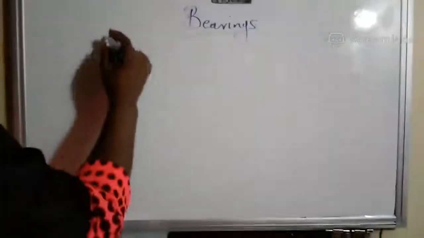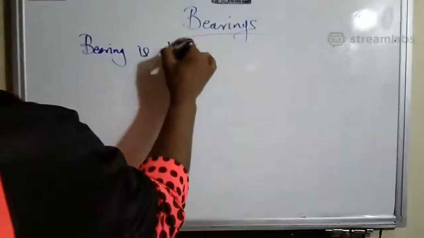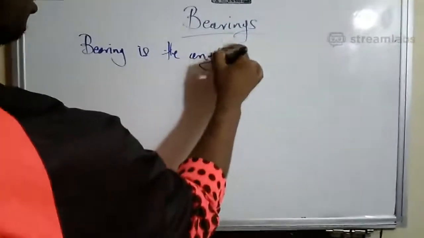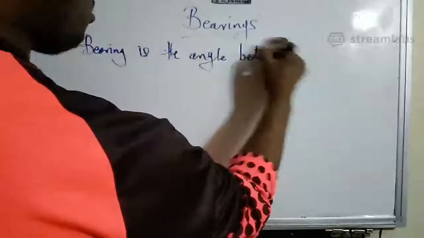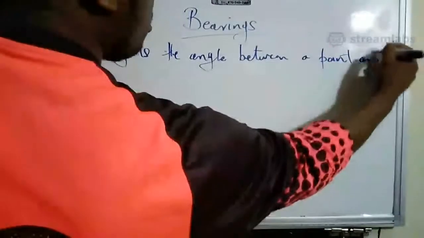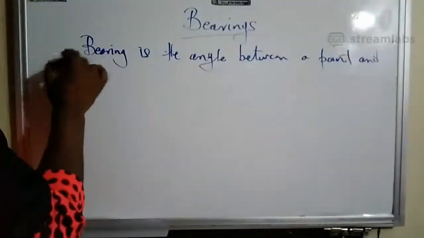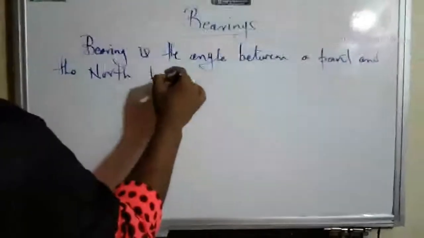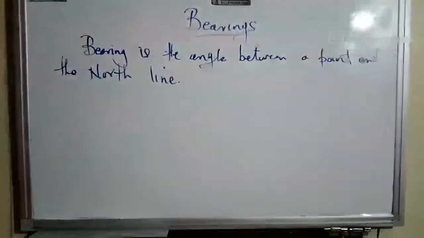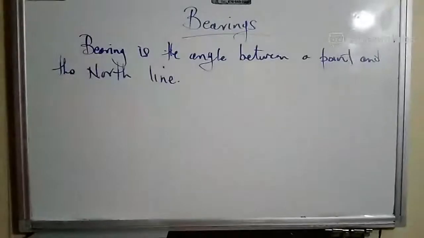Alright, so what is a bearing? A bearing is just the angle between a point and the north line. That's all it is. This is English, so it's going to be hard, but when we look at it, it will be very easy.